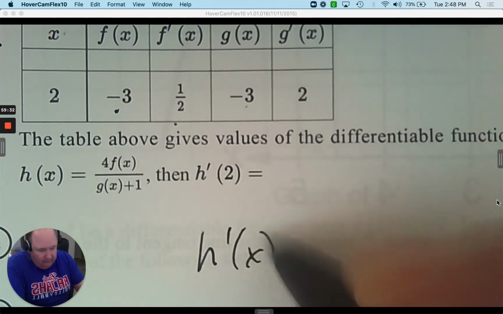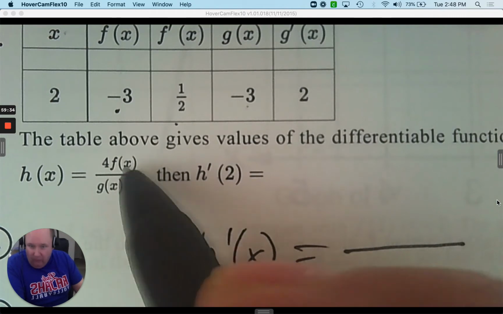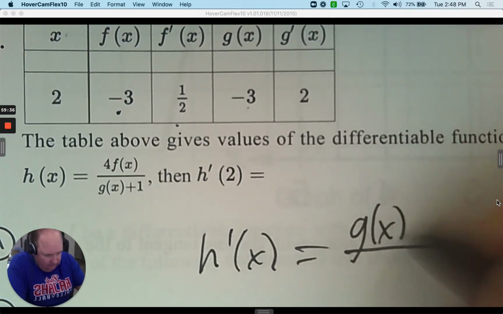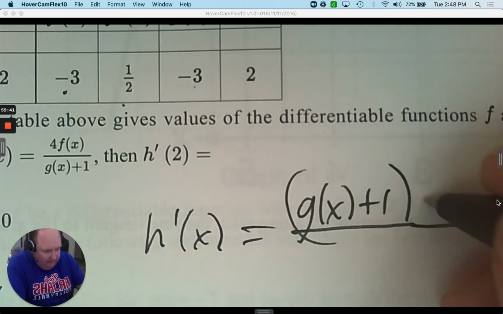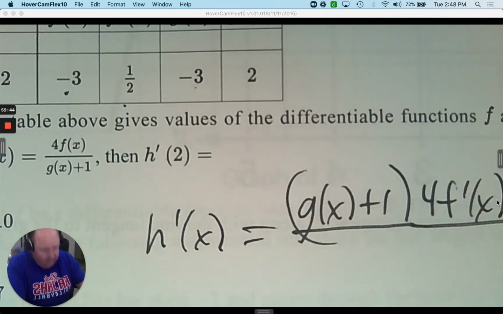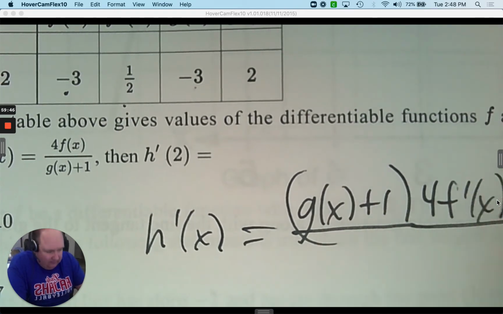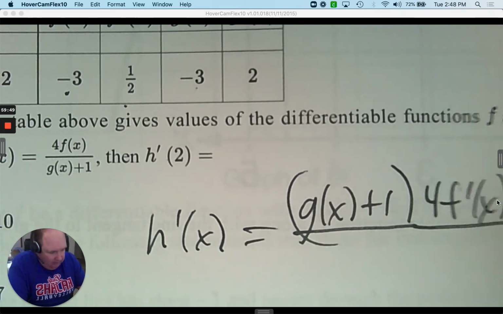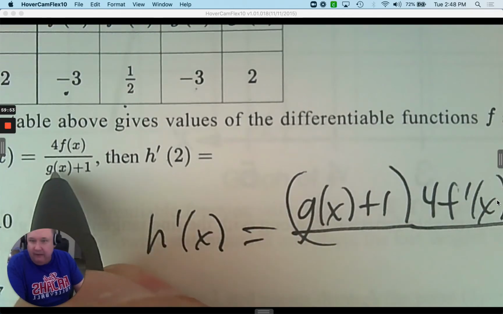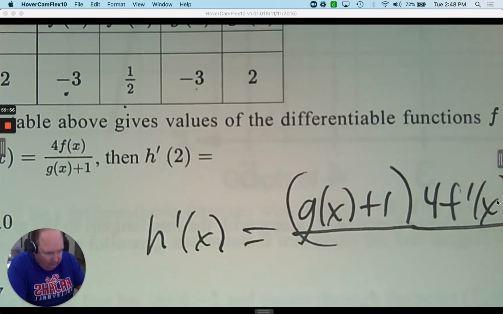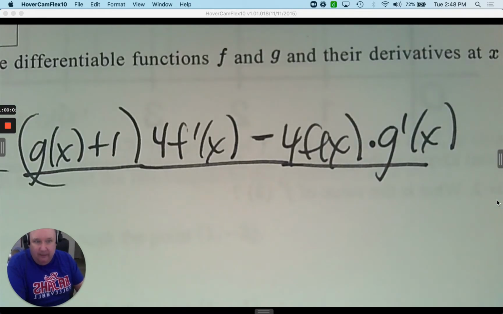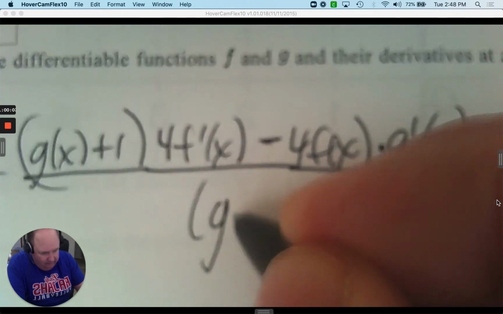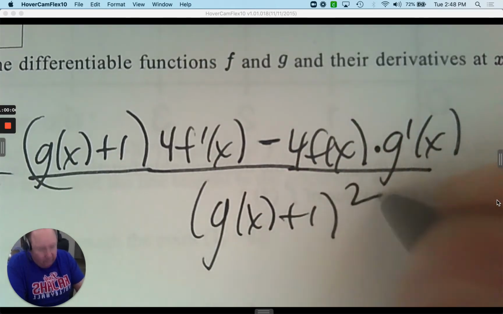So the derivative of h is the quotient rule, which is the bottom times the derivative of the top. That is 4 times f prime at x. Subtract the top times the derivative of the bottom. The derivative of g at x is g prime at x. And the derivative of 1 is 0, so it'd just be g prime at x. And then you take the bottom and you square it. So there's the derivative rule.